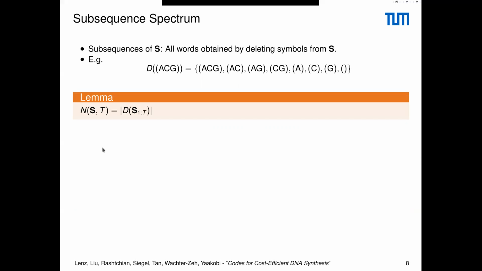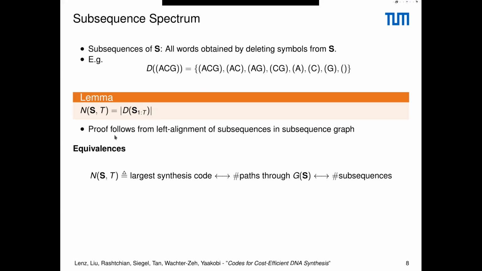All right, now the next observation is that the largest size of the synthesis code is equal to the size of the subsequence spectrum of the supersequence here. And again, this proof is rather straightforward, and you can prove it by simply left aligning all these subsequences in the subsequence graph, which we have seen before. And then we see that there is a one-to-one correspondence between a subsequence and a sequence that is synthesized.